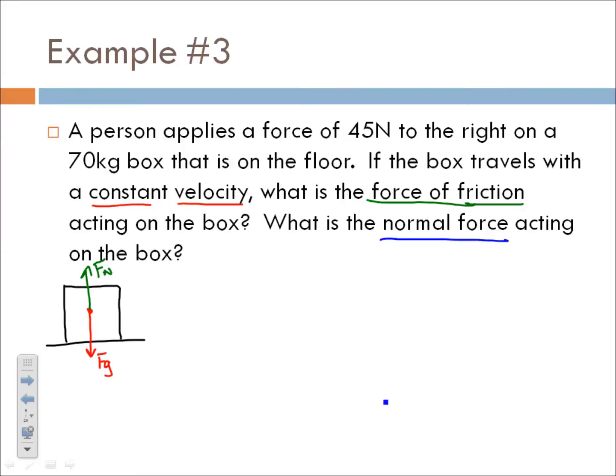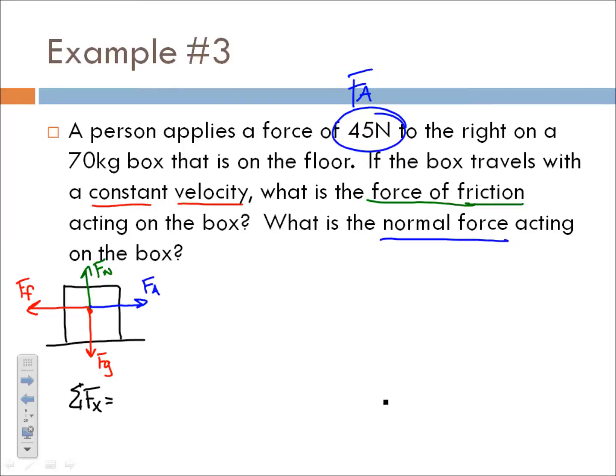I also have an applied force off to the right. That applied force is this 45 newtons from my problem. That applied force is pushing off to the right, but if this was the only force, then that would be unbalanced. What's balancing it out? The force of friction in the opposite direction. So all of these forces together are causing this box to be in equilibrium.